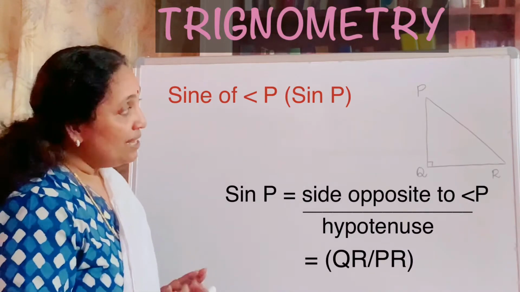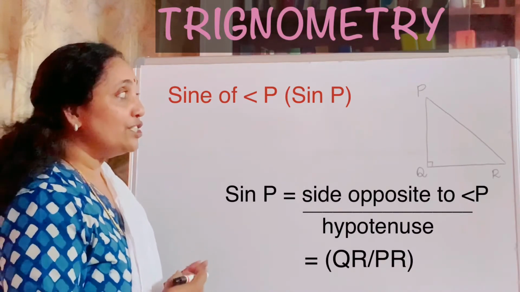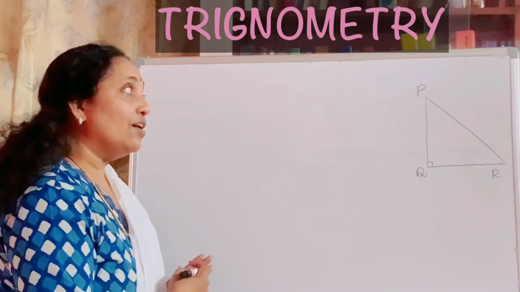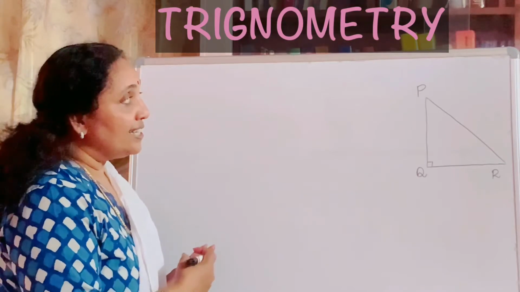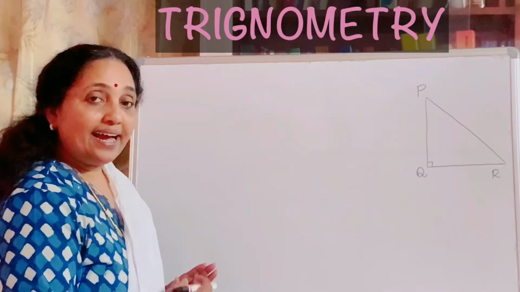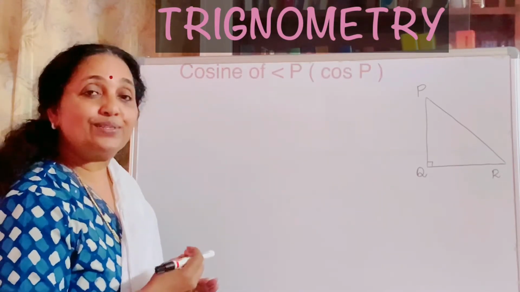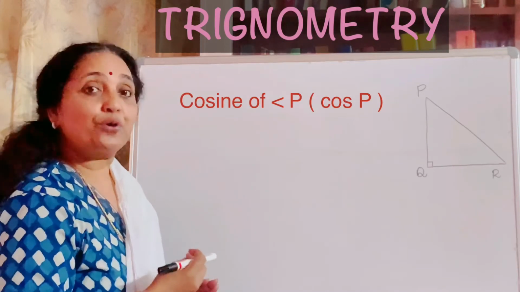Similarly, we can find out the ratio of the adjacent side of angle P to its hypotenuse. Then that is PQ by PR, and that ratio is known as cosine of angle P or cos P.